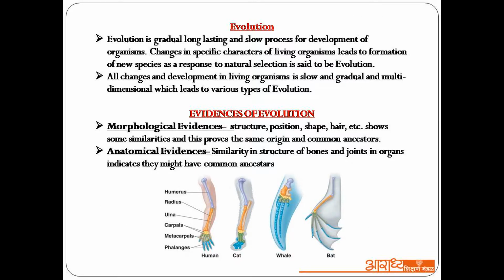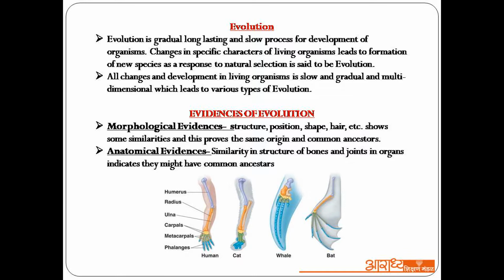Evolution. Evolution is a gradual, long-lasting and slow process for the development of organisms. Changes in specific characters of living organisms leading to the formation of new species as a response to natural selection is said to be evolution. All changes and development in living organisms are slow, gradual and multidimensional, which leads to various types of evolution. Evidences of evolution.